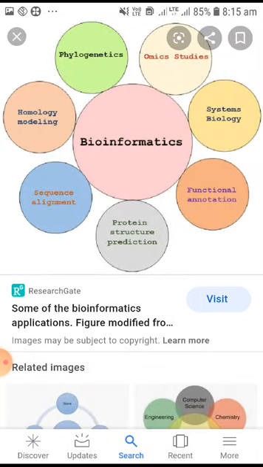Bioinformatics: management and analysis of the biological information stored in the database. You can see here bioinformatics, phylogenetics, omics, statistics, systems biology, functional arrangement. We have to arrange, manage and analyze whatever biological information we have, and that is what we call bioinformatics.